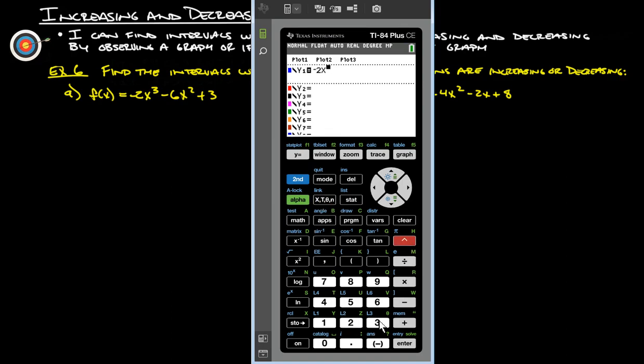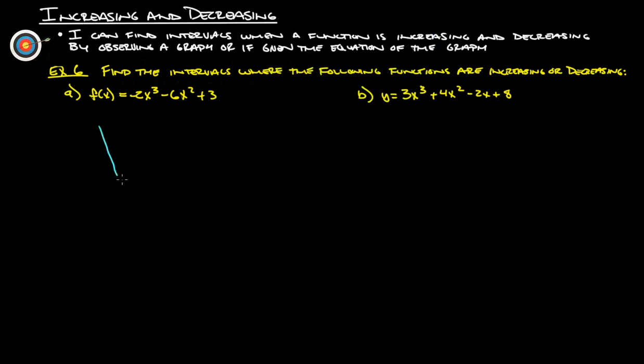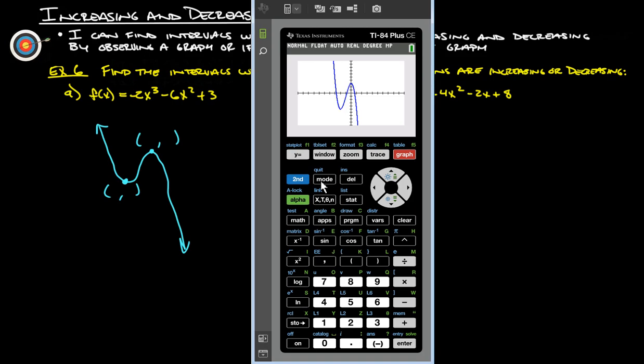-2x to the third, and move over, minus 6x squared plus 3. Okay, so then all we want to do there is just hit graph. And really all we need to do is find the maximums and the minimums on this graph, and thankfully they both show up right in here. So I'm just going to sketch this graph on here. It looks like this, right? And what we're really interested in are the local minimum and local maximum right here, these 2 points.